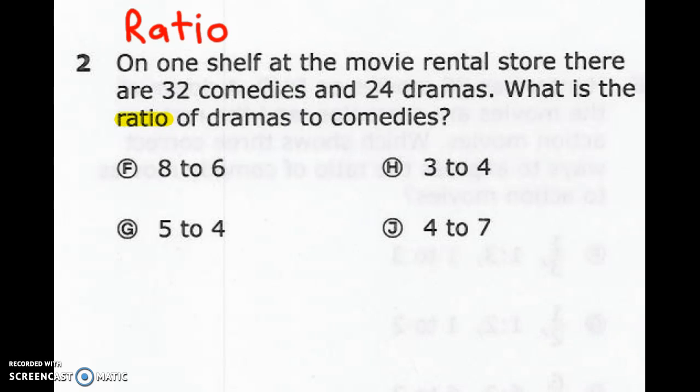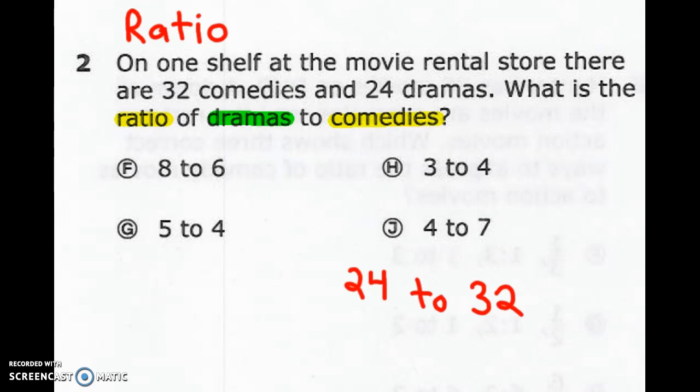Because it's in the question, I ask myself, what's the first thing that I saw in the question? The first thing that I saw was dramas. So how many dramas were there? There were 24 dramas. And I'm going to be comparing that to the second thing I saw, which was comedies. How many comedies were there? There were 32 comedies.